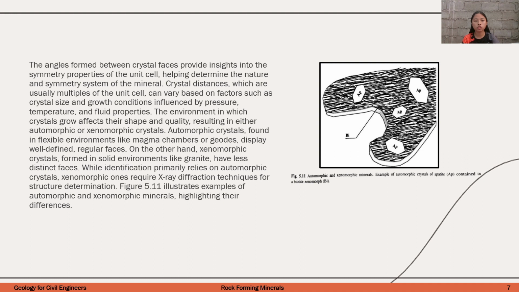Crystal distances, which are usually multiples of the unit cell, can vary based on factors such as crystal size and growth conditions, influenced by pressure, temperature, and fluid properties. The environment in which crystals grow affects their shape and quality, resulting in either automorphic or xenomorphic crystals. Automorphic crystals found in flexible environments, like magma chambers or geodes, display well-defined, regular faces.